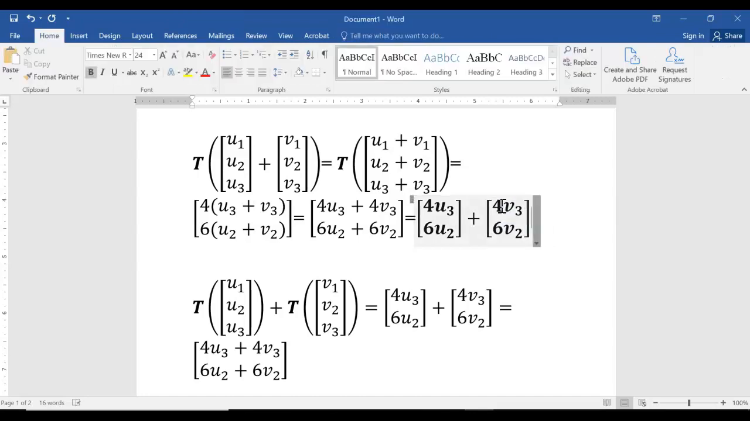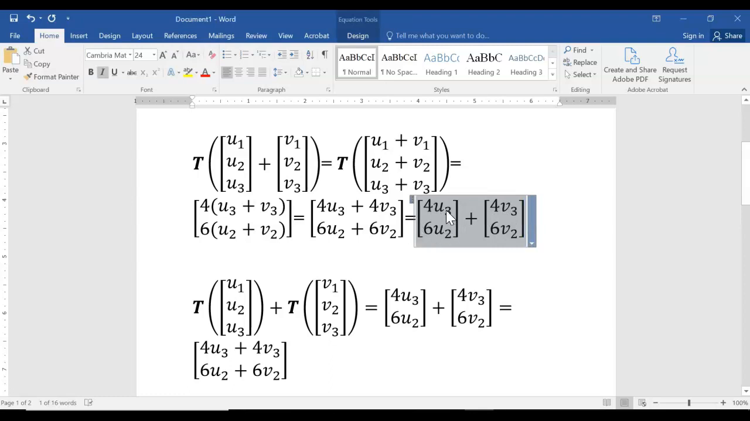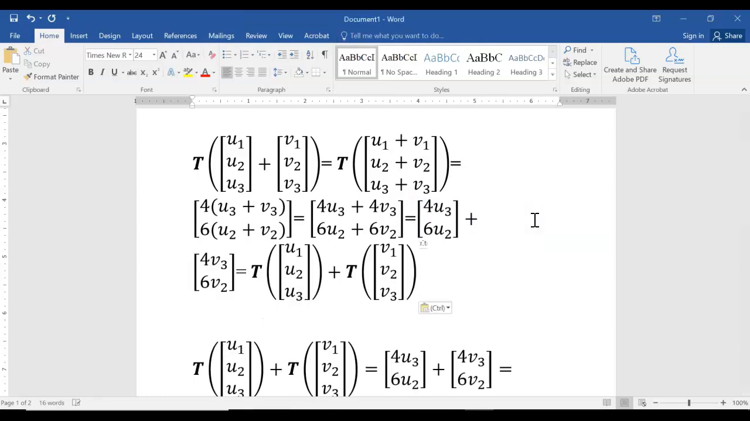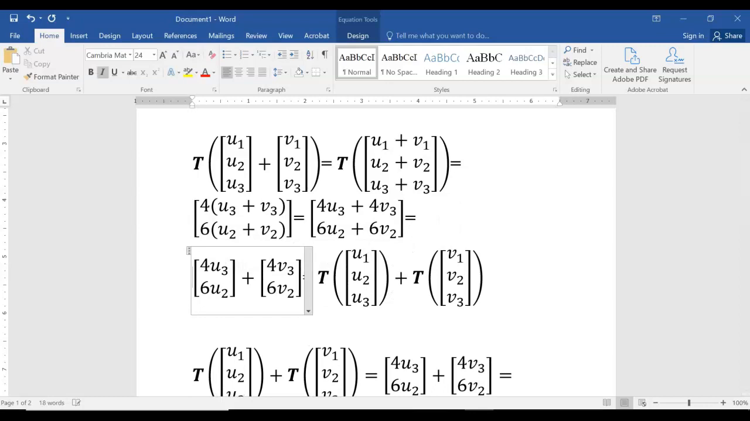So the other method is to do that, and then notice that this first vector is your image of an arbitrary u. Your second vector is an image of an arbitrary v. So you got T of u plus v is equal eventually to T of u plus T of v. That was a little bit longer than I thought.